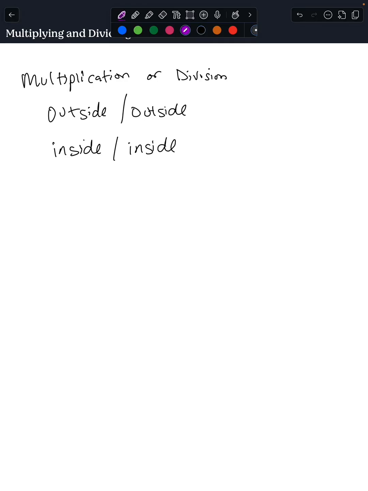So let's take this example. If I had 2 square root 3 times 4 square root 5, my outside numbers are these. So that'll give me 8. And then my inside numbers are these. 15. Okay? So when you multiply, that's pretty much what happens. Okay? And then if you have the opportunity to simplify, you'll do that.